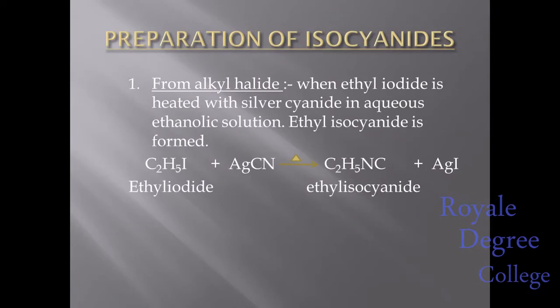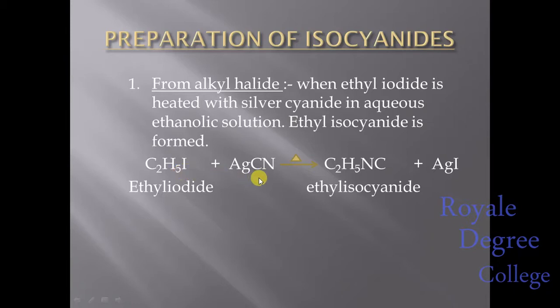Now we'll see the preparation of isocyanides. From alkyl halides: when ethyl iodide is heated with silver cyanide in aqueous ethanolic solution, ethyl isocyanide is formed. See the reaction here, C2H5I. C2H5 is ethyl, I is iodide, ethyl iodide.